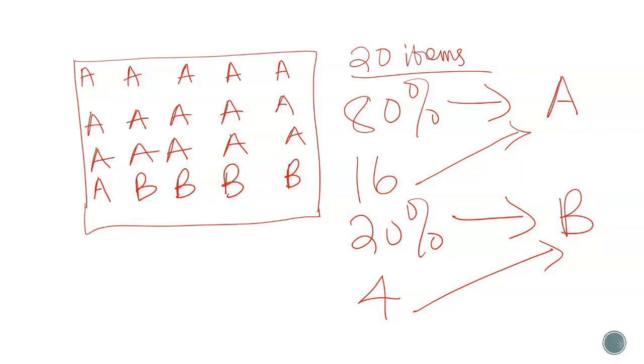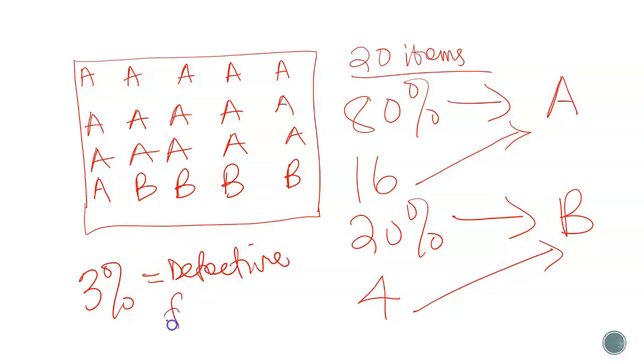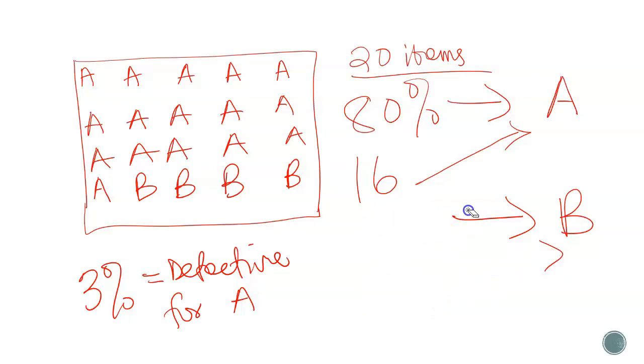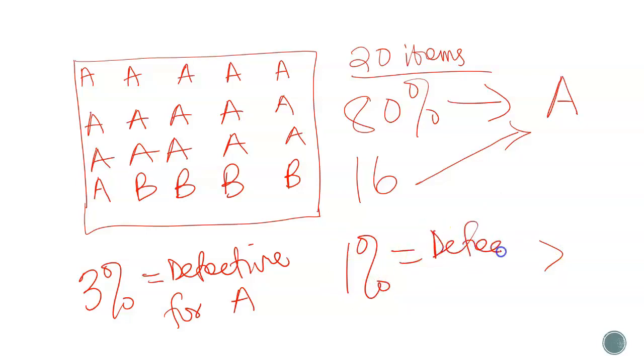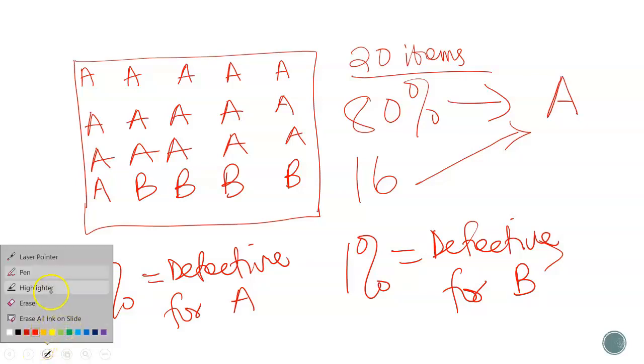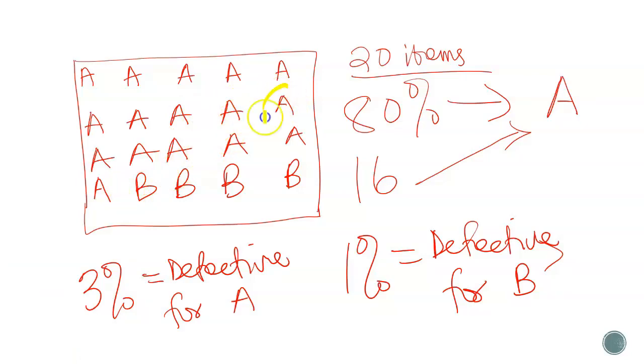Okay, and they are saying that 3% is defective for Company A, and 1% is defective for Company B. So they are asking us that if I pick a random item, say randomly I pick this one, what will be the probability that the item is defective? That is what they are asking us to find out.